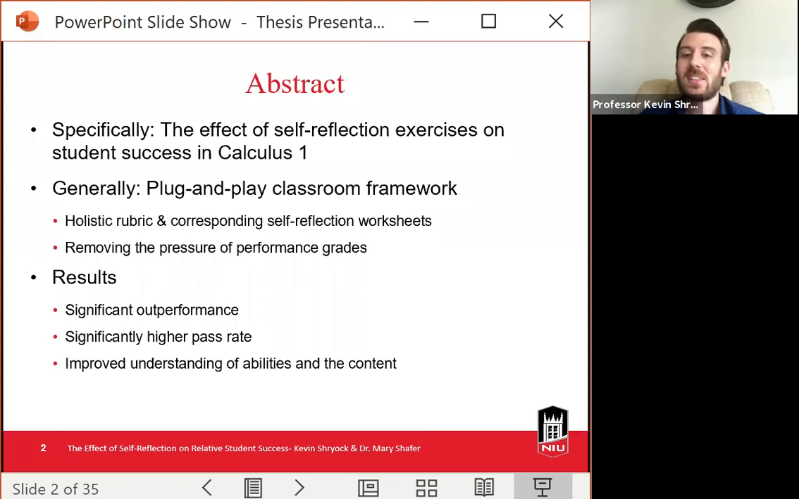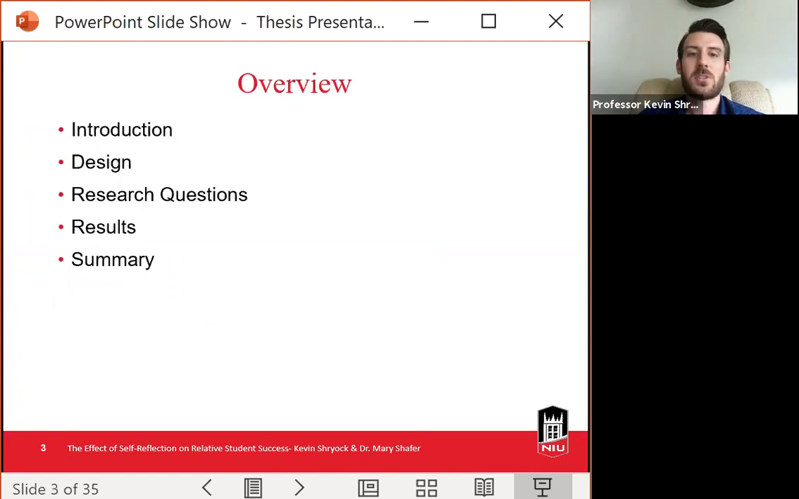Those participating in the framework outperformed those who declined to participate. The participants also outperformed two sections of Calculus 1 that acted as control groups. Compared to all other groups, those participating also had significantly higher pass rates, greater confidence, and a greater satisfaction in their class experience. Now, this presentation begins with an introduction to the related theory and the research.